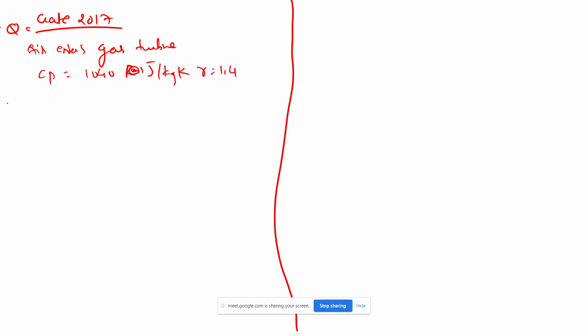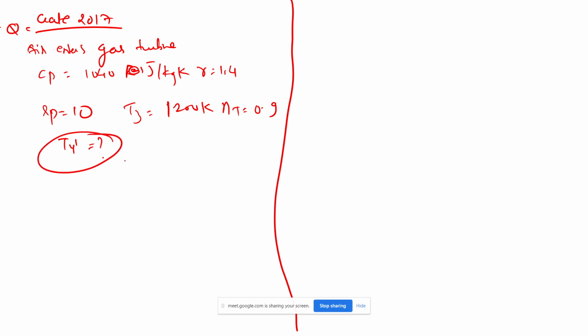The pressure ratio Rp they have also given is equal to 10. Inlet temperature to the turbine, that is T3, they have given 1200 Kelvin, and isentropic efficiency of the turbine they have given 0.9. So they have asked to calculate the temperature T4 dash. Wait, I'll draw that cycle. Can you calculate that? 1, 2, 3, 4, 4 dash. So they have asked to calculate T4 dash.